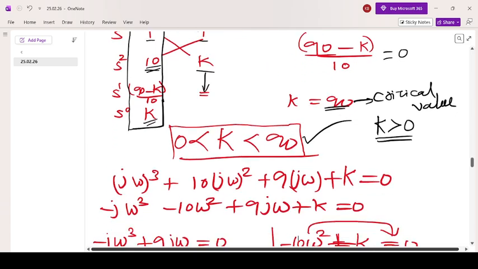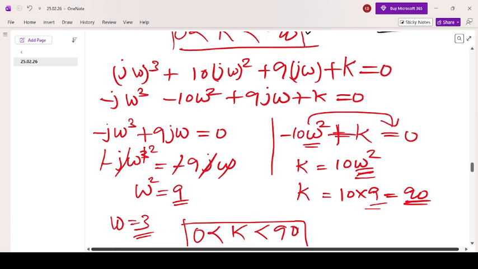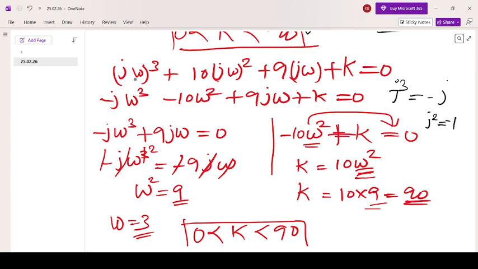So here what you can do, instead of proceeding with the Routh array, you can substitute s is equal to j omega in the given characteristic equation. So that you will be getting (j omega) cube plus 10 (j omega) square plus 9 j omega plus k is equal to 0. You know that j cube is minus j and j square is minus 1. Now here you have j cube is minus j omega cube, j square is minus 1, so minus 10 omega square plus 9 j omega plus k is equal to 0.